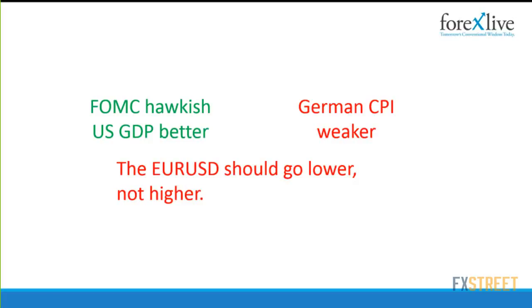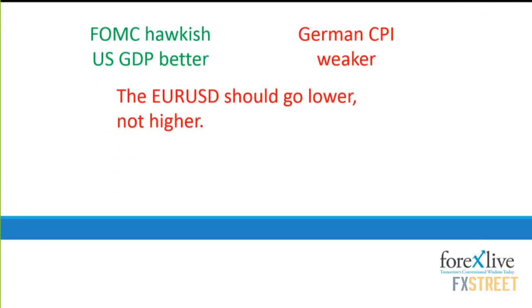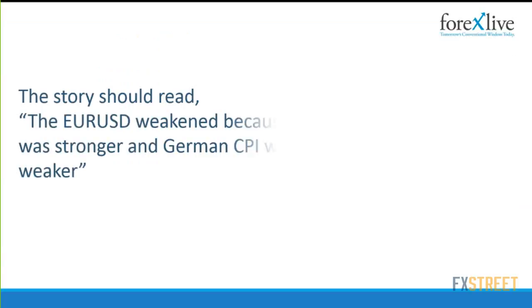And in fact, the story should read, the euro dollar weakened because the GDP was stronger and German CPI was weaker. That should be the story that I write, the fundamental story that I write in the paper, or that I give as a quote to Reuters or the Wall Street Journal or Bloomberg. And it's what you should write in your trade blotter. This is the fundamental news that should have caused a market reaction for the euro versus US dollar. But it just didn't go that way.